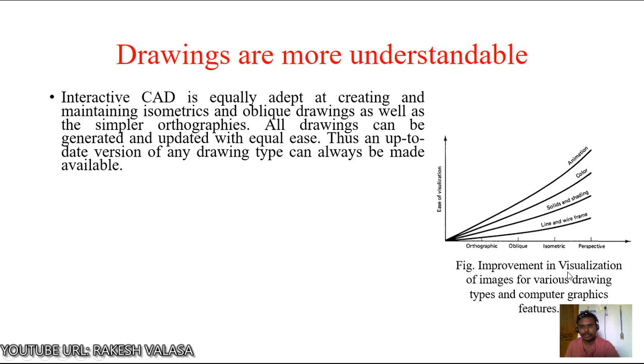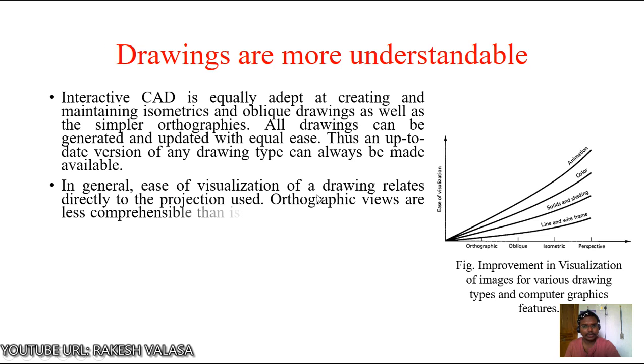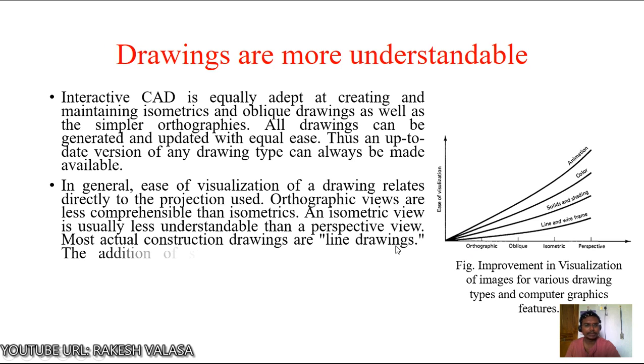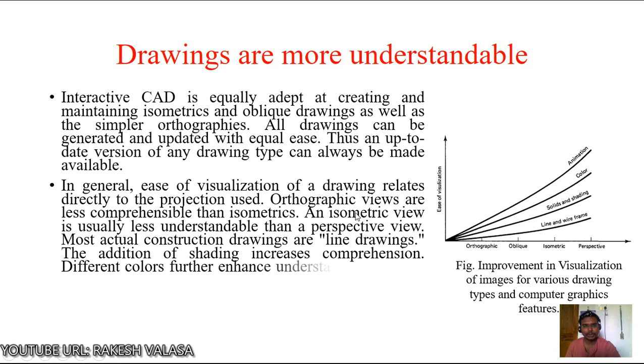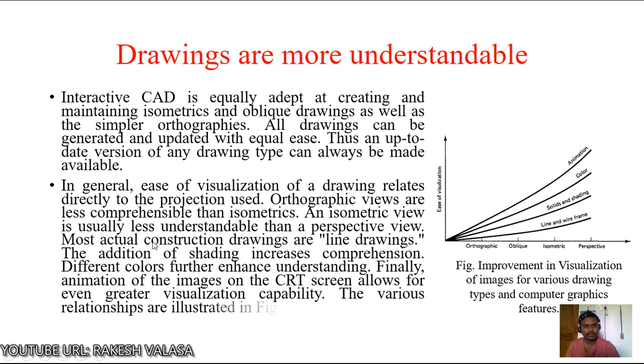This figure shows improvement in visualization of images for various drawing types and computer graphics features. Here, in general, ease of visualization of a drawing relates directly to the projection used. Orthographic views are less comprehensible than isometrics. An isometric view is usually less understandable than a perspective view. Most actual construction drawings are line drawings. The addition of shading increases comprehension, different colors further enhance understanding. Finally, animation of the images on CRT screen allows for even greater visualization capability.